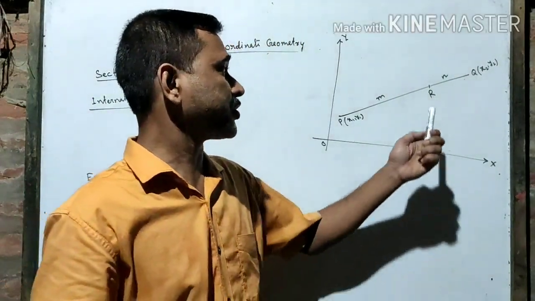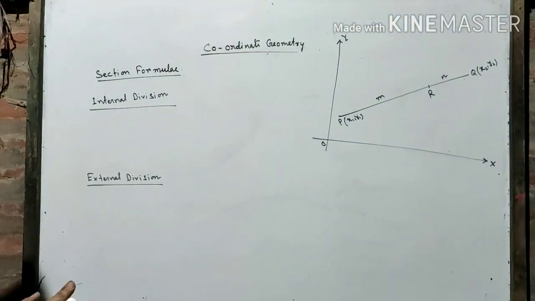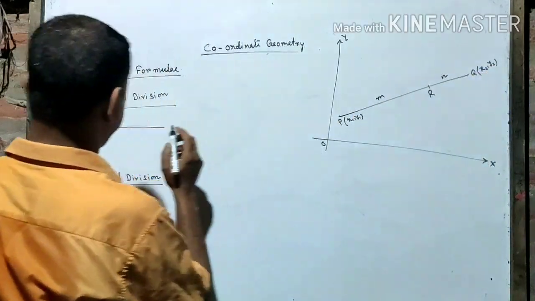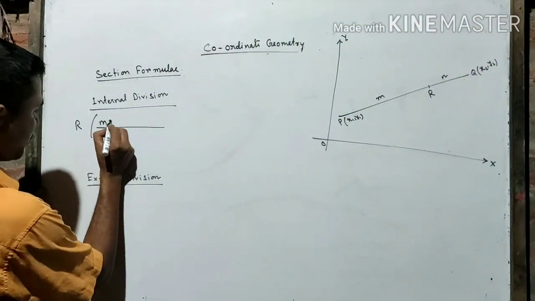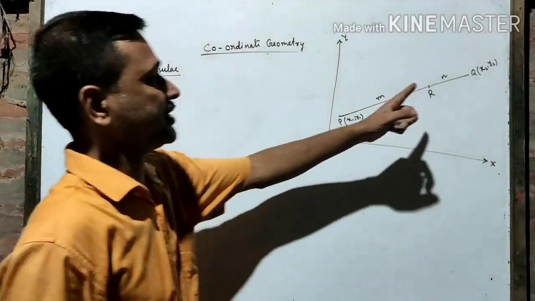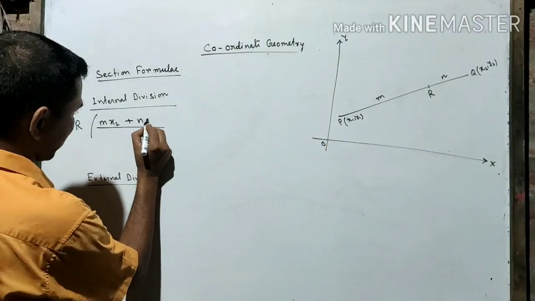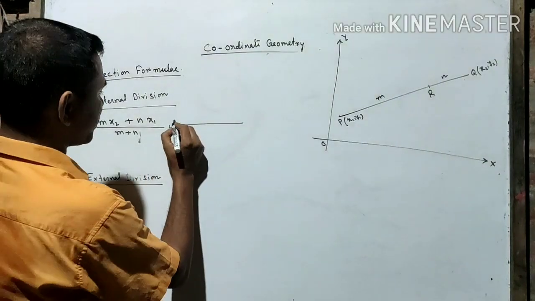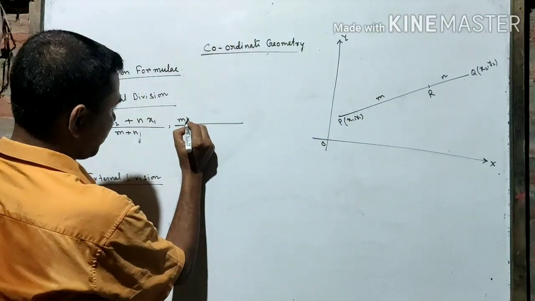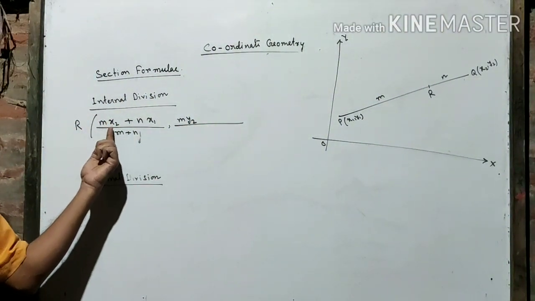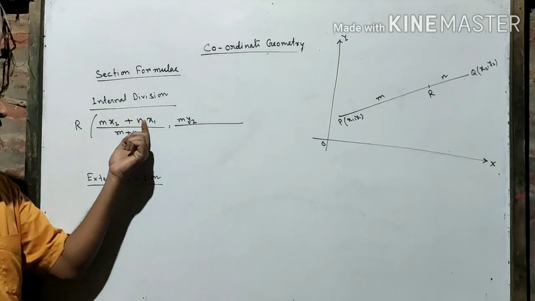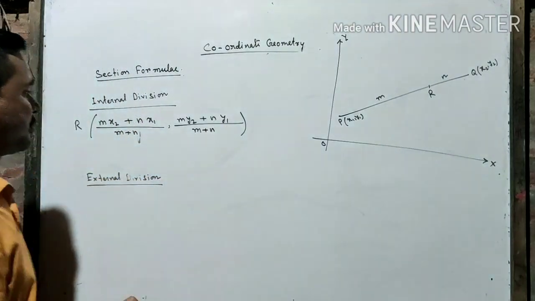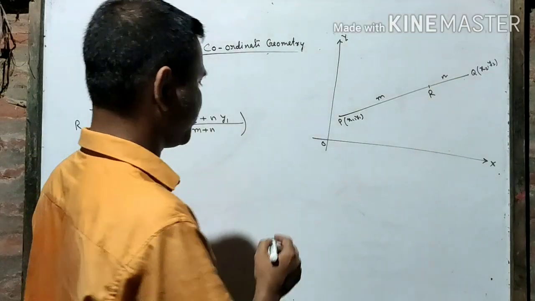Then we can find the coordinates of this dividing point R by using the section formula for internal division. The x coordinate of R will be first ratio times second coordinate plus second ratio times first coordinate, divided by the sum of the ratios. So the first ratio is m, and the second coordinate is x2. Similarly for y, the same formula, we take the second y coordinate with the first ratio, and the first y coordinate with the second ratio, divided by the sum of the ratios. So this is the internal division formula. And for external division, what happens?